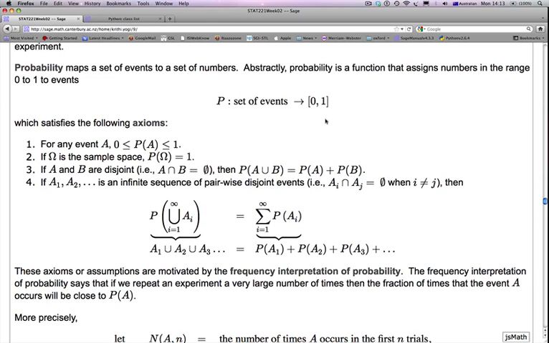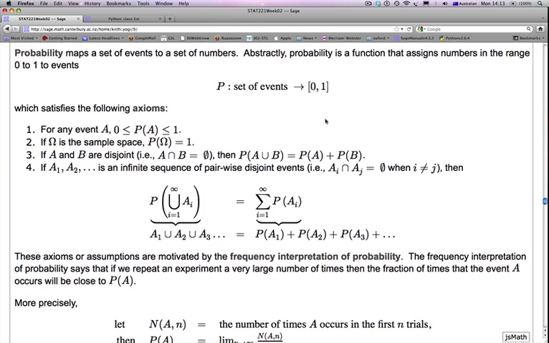But this is not any old mapping, okay? So this probability P, this function, has to satisfy the following axioms. These are things that we hold to be self-evident and true about this function. What are these axioms? The first axiom says, for any event A, the probability of A is a number between 0 and 1. The second axiom says, if capital omega is the sample space, then the probability of the entire sample space, or probability of omega, is 1.